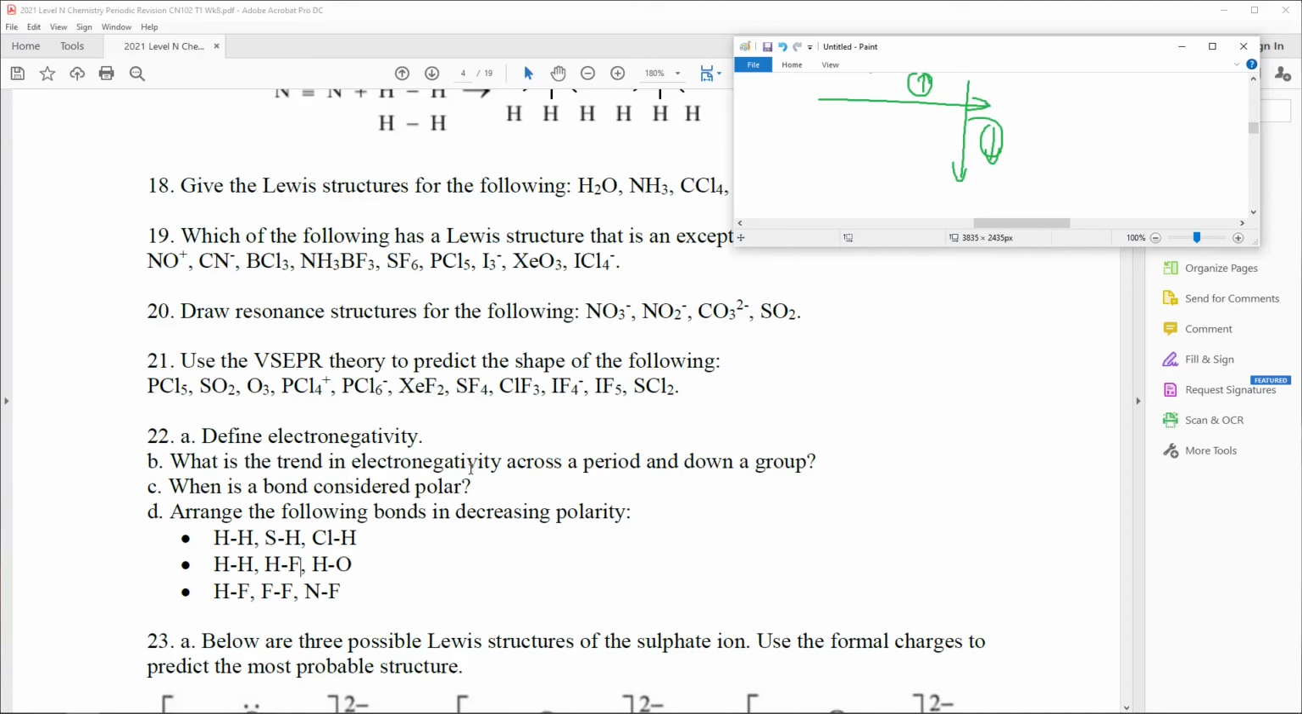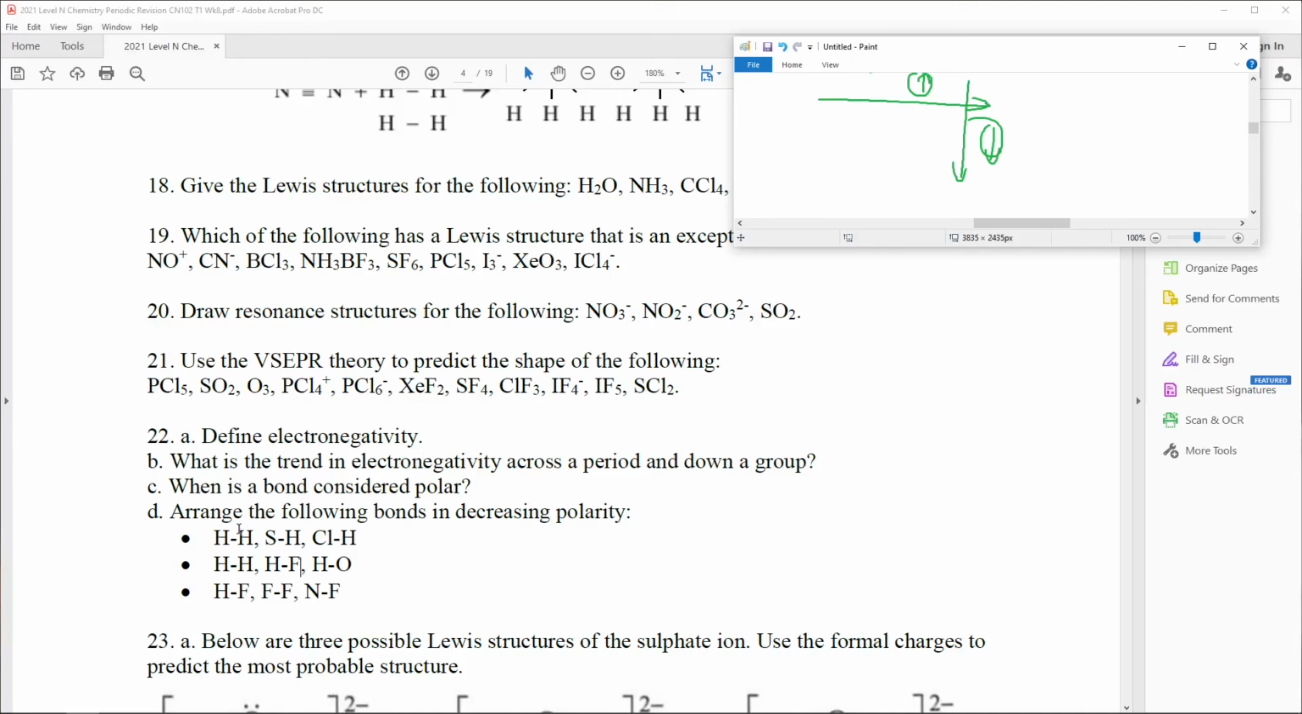Part C, when is a bond considered polar? Well, when we're talking about electronegativity, which is one of the basics for polar bonds or polar compounds, we're going to consider the difference in electronegativity between the atoms. So we're going to take a range of about 0.4 to 2. If it's within that range, it's considered polar.